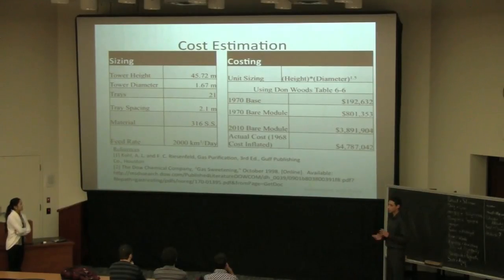It's a 316 stainless steel tower with trays. So we had a 1970 base cost of about $200,000 and a bare module factor applied to it for about $800,000. Scaling that with inflation to 2010, we have about $4 million for a cost. And when I called up Blaine, he's the lead trainer at the Muskegon Grand River site, the actual cost, inflated from when they built the plant back in 1968, is about $5 million today, which again makes sense just based on you need different materials in order to actually build this tower.